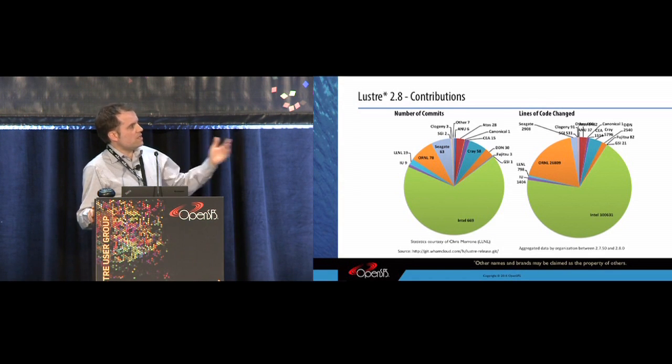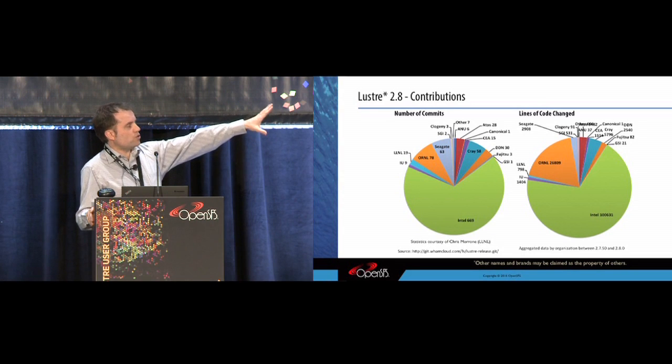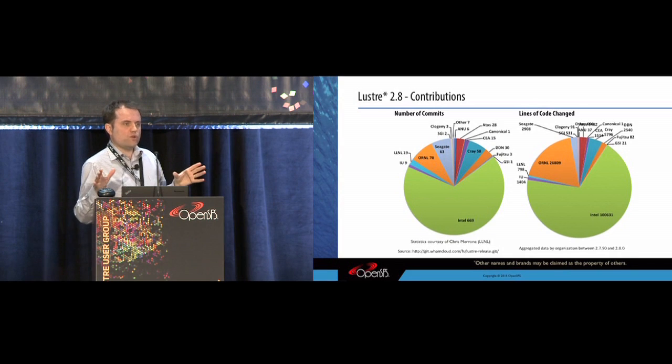And so you can see this is basically code that's been written within the almost a year actually release cycle for 2.8. Probably the thing that jumps out, the data on the left is the number of commits, and then on the right is the lines of code changed. There's normally a fairly close match between the two.